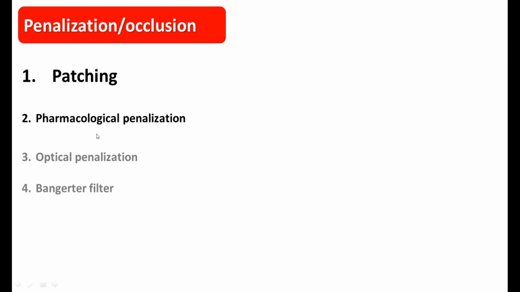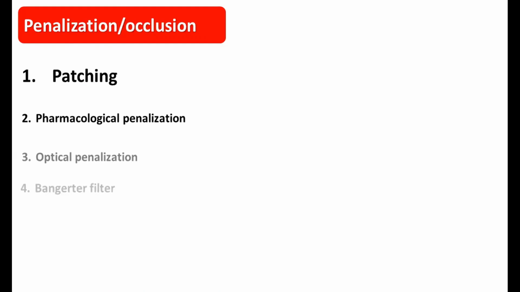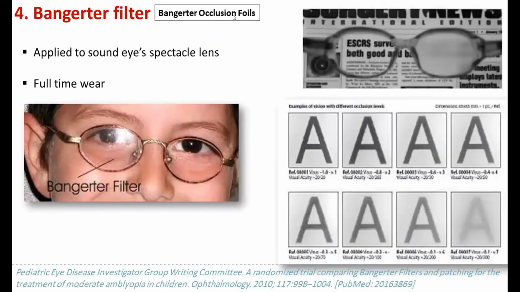Regarding the optical penalizations, we already mentioned optical penalization as an augmentation with the atropine eye drops. We have the Bangerter filter. It's a kind of filter that degrades the vision or defocuses the image, and it should be placed on spectacles, so the child should be wearing spectacles, and we have grades according to the density of amblyopia in the other eye. And it's full-time wear because it's already on the spectacle lens, and the spectacles, as you know, are full-time.